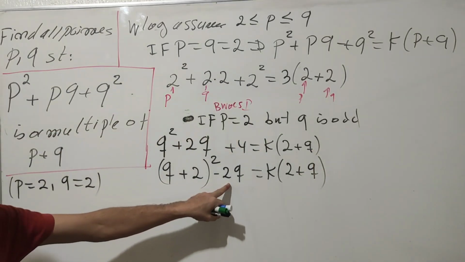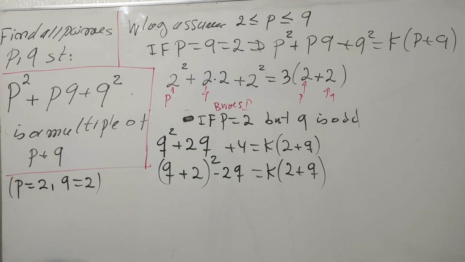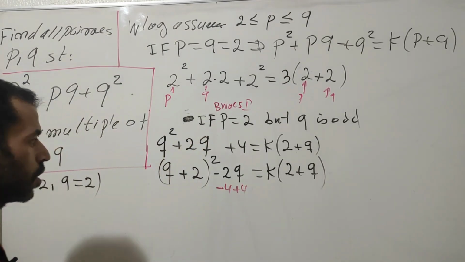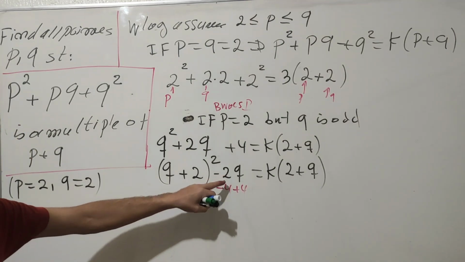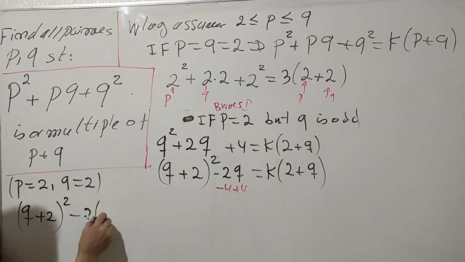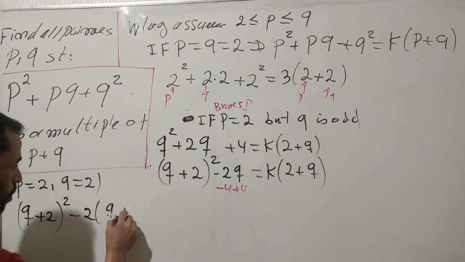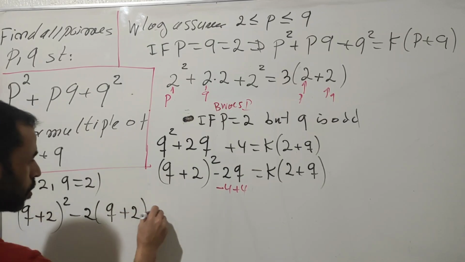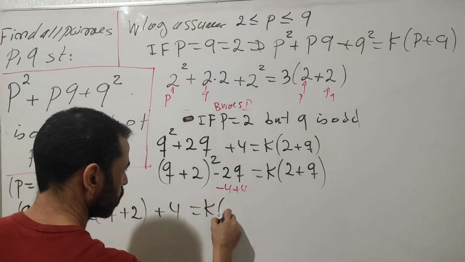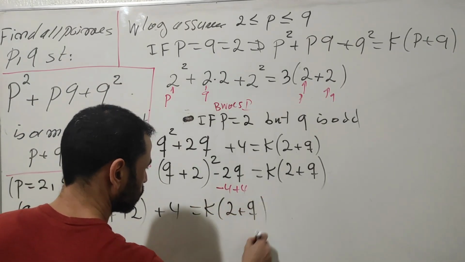So I'm going to add 0 here by adding number 4 minus 4. So we get minus 4 here plus number 4. Then I'm going to take minus 2 as a common factor for these two terms. We get minus 2q and minus 4. So I get q plus 2 squared minus 2 times q plus 2 plus an extra 4, which equals k times 2 plus q.